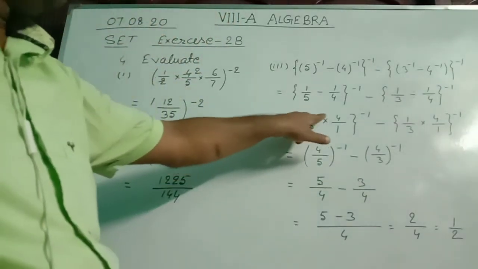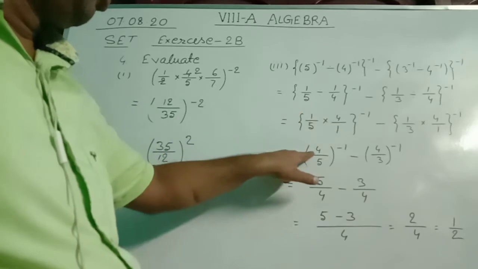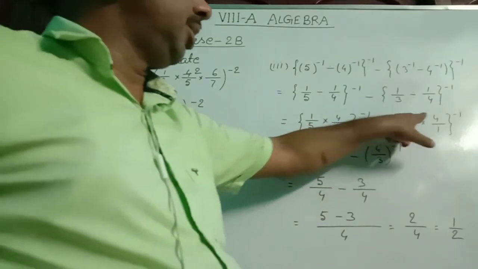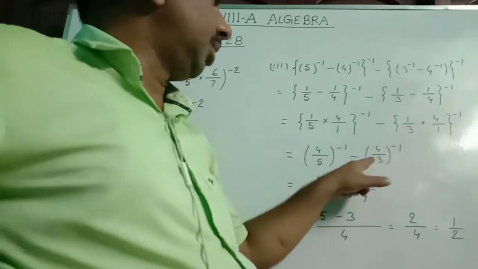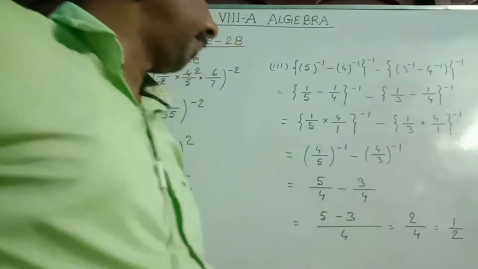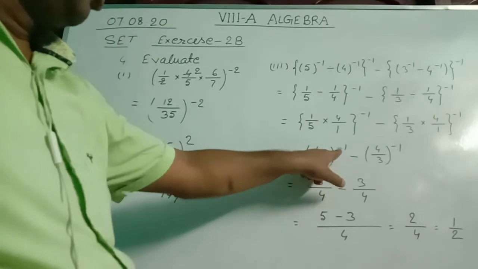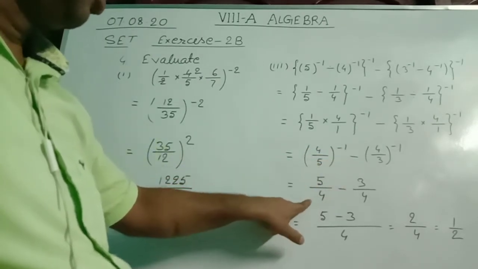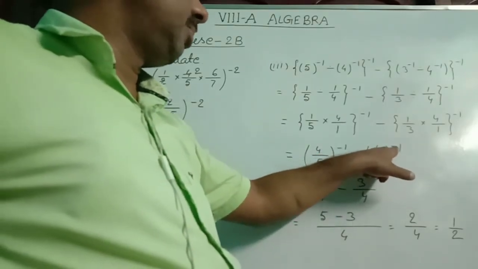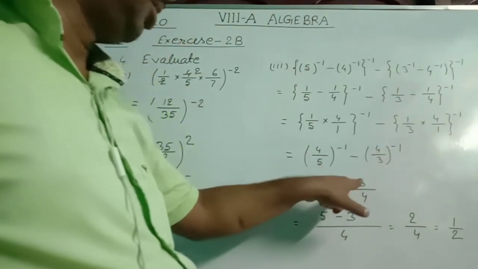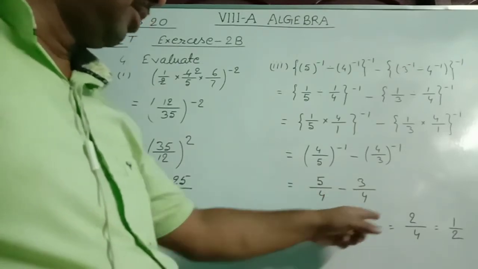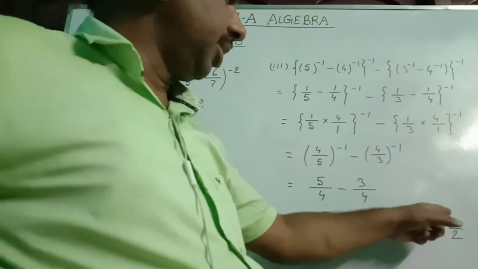We multiply numerator and denominator. 1 into 4 equals 4, 5 into 1, (4 by 5) to the power minus 1. 1 into 4, 4, 3 into 1, (4 by 3) to the power minus 1. To change this minus 1 into the positive index, we will write the reciprocal of 4 by 5, that will be 5 by 4. Similarly, we will write the reciprocal of 4 by 3, that will be 3 by 4. LCM is 4, 5 minus 3, that is 2 by 4. If we cancel it, we are getting 1 by 2.